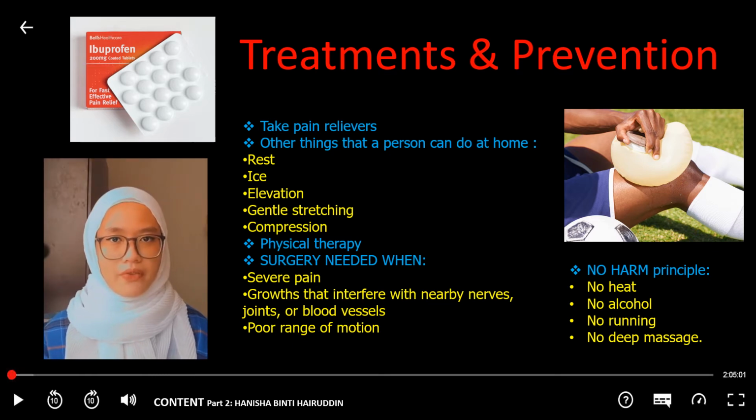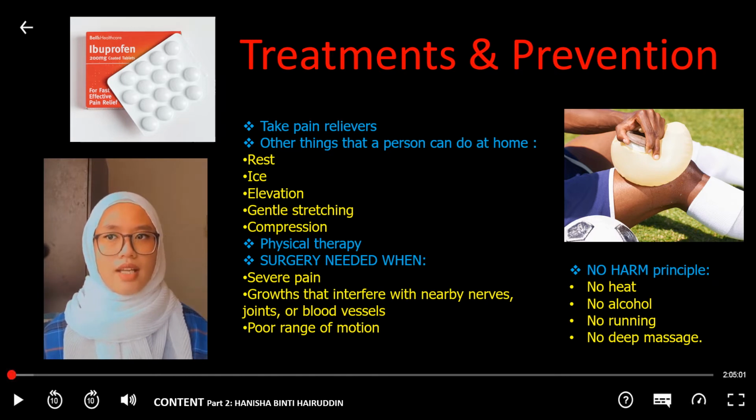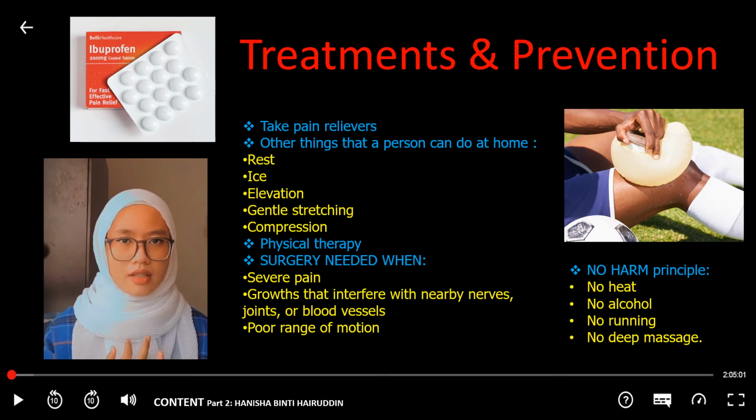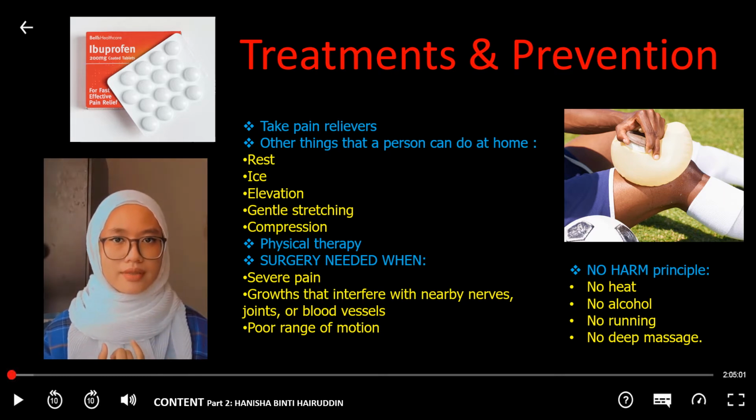So, for the prevention of myositis ossificans, generally the risk can increase with severe contusion. In addition, poor treatment or aggressive treatment with heat or massage also increases the risk. To prevent this from happening, use the no harm method. The first is no heat, no alcohol, no running, and no deep massage.